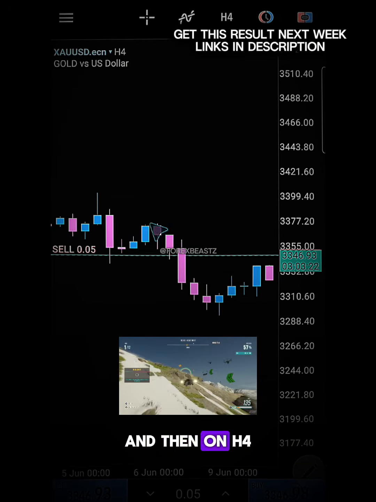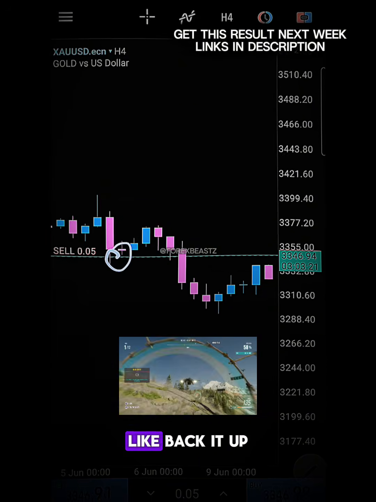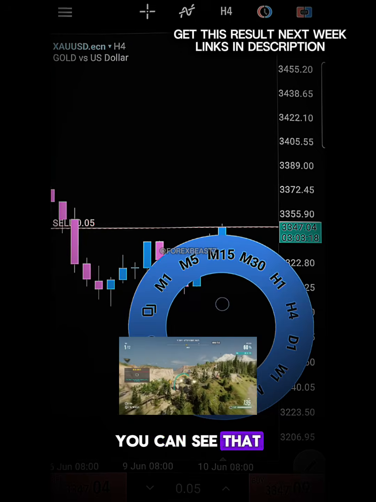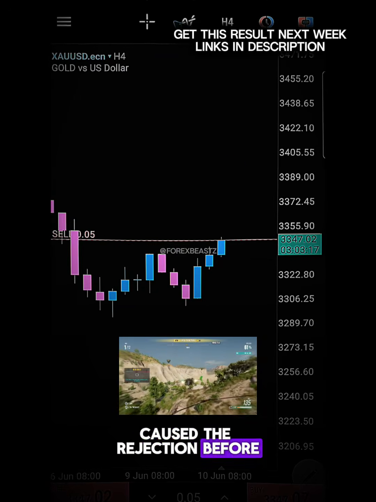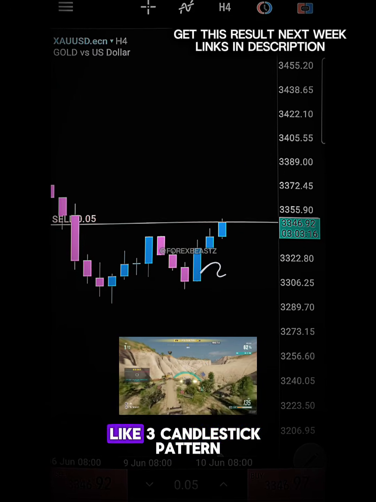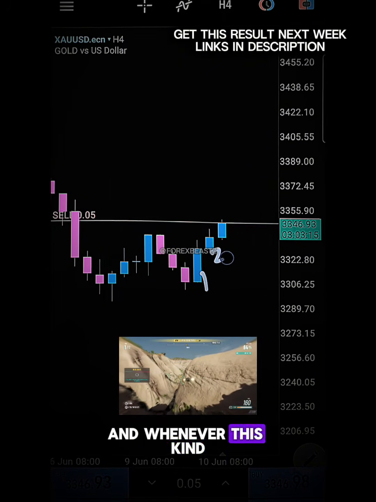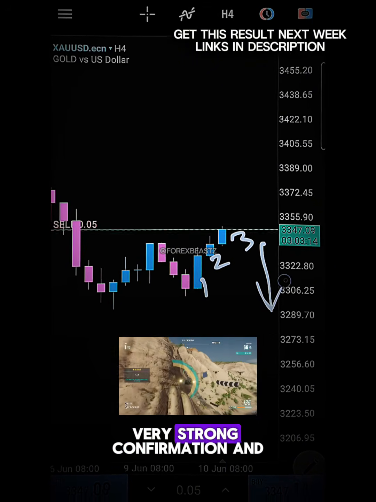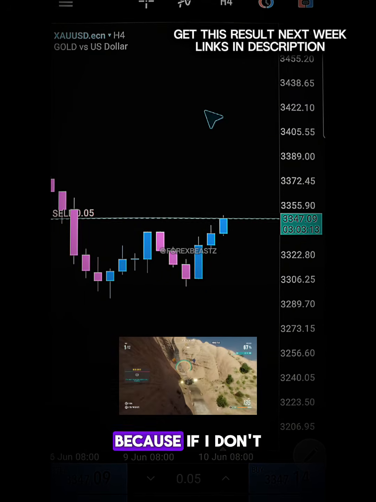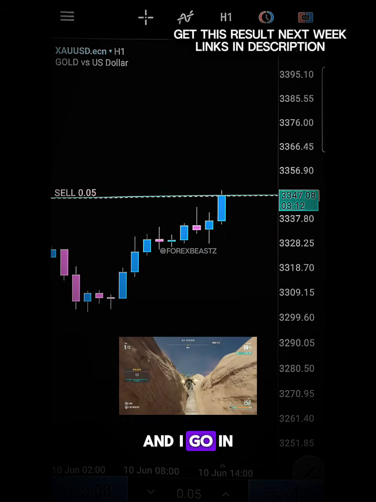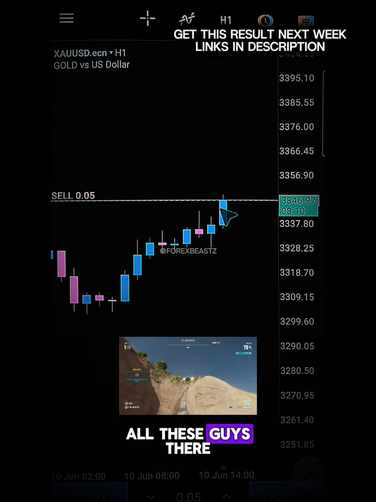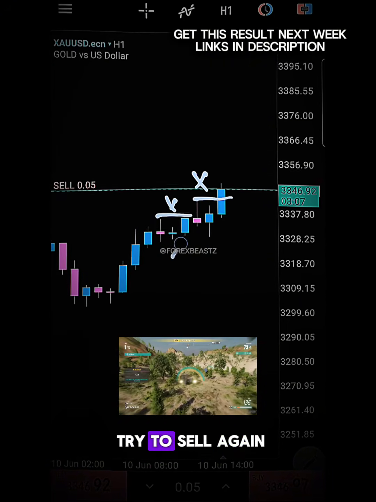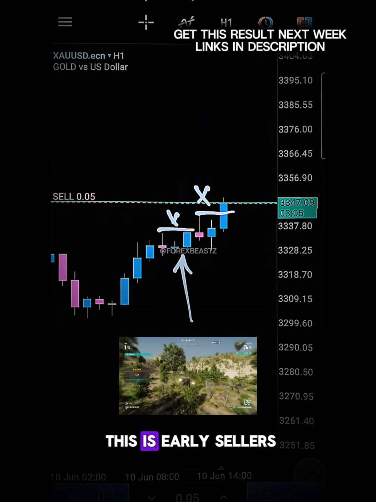And then on the H4 time frame, you need to back it up with one strong breaker block like this. You can see that breaker block caused the rejection before, and then it's coming again to give us a 3 candlestick pattern. And whenever this candlestick pattern occurs, there is always a reversal. You can see I'm using very, very strong confirmation, and I'm pairing them, because if I don't use all this confirmation and I go in, I'll be liquidated like all these guys there. You can see they were trying to sell at this point, they got liquidated, tried to sell again, they got liquidated. And these are early sellers.